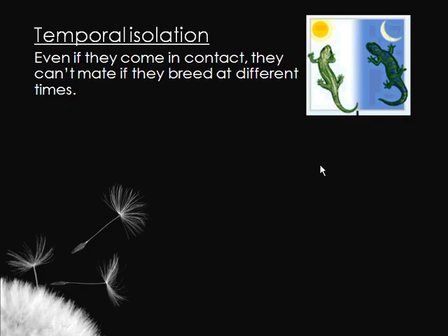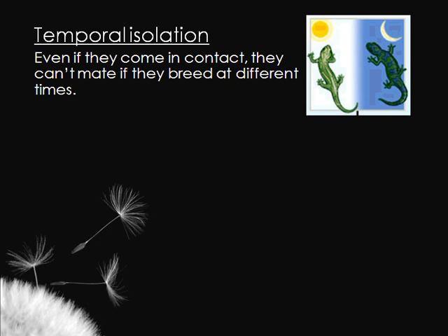Next is temporal isolation, and temporal has to do with time. So even if they can come into contact with one another, sometimes different species breed at different times. Maybe for these two lizards shown on the picture, one group breeds during the day and another group breeds at night. Then they're not going to interact with one another, so they're not going to be able to create offspring. Or it could be seasonal.